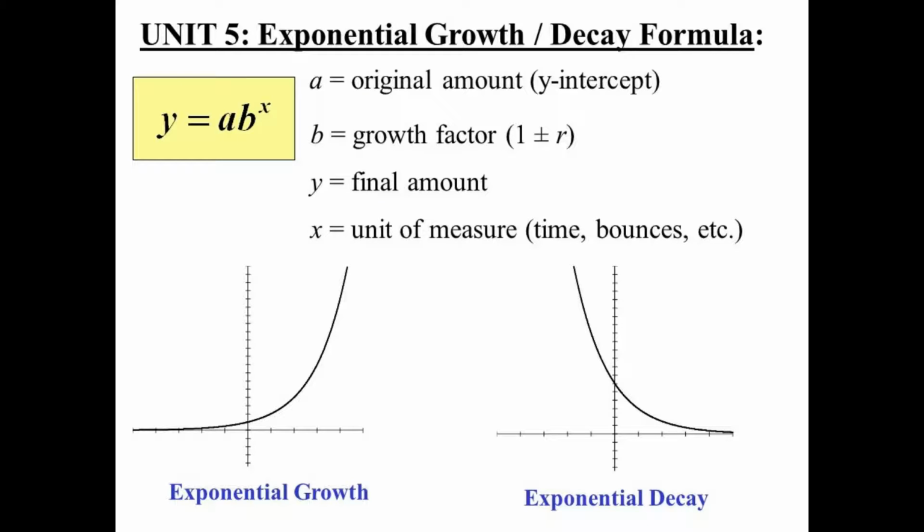So what is exponential growth? Exponential growth is a formula in which x or any other variable is going to be the exponent in the formula. In this case we have a being the original amount, b being a growth factor, usually some type of percent, and y being the final amount. And x can be any type of unit of measure, so years or anything like that.